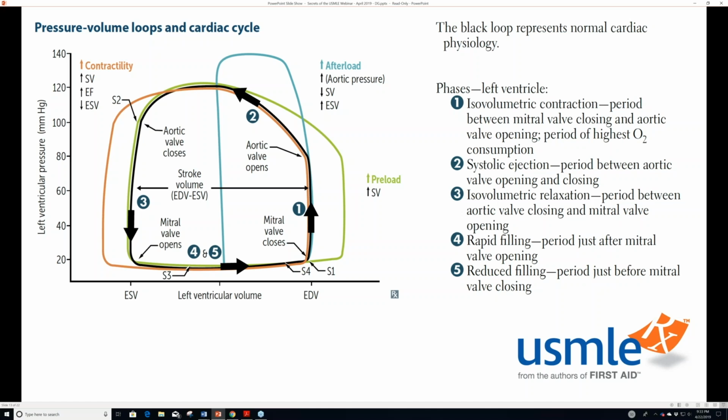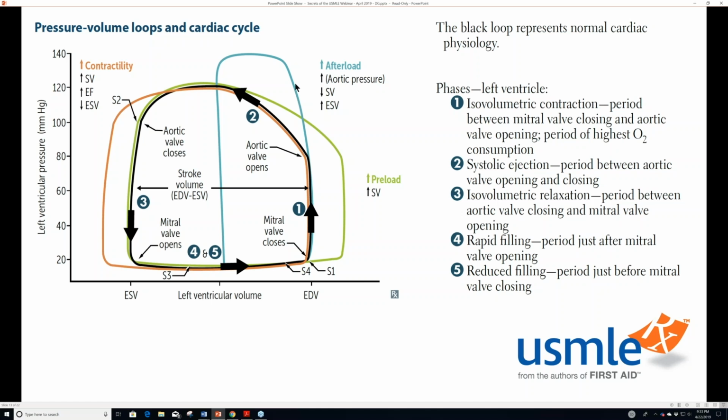So if we spend more time in this isovolumic contraction phase secondary to hypertension, you're going to be really stressing the left ventricle a lot. This can lead to cardiomyopathies that you see secondary to long-standing hypertension and those types of things.